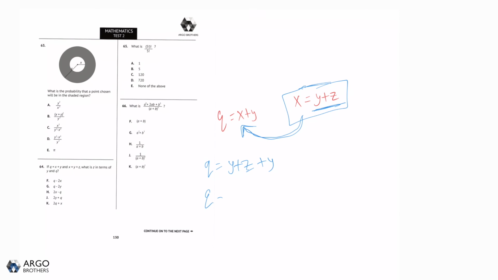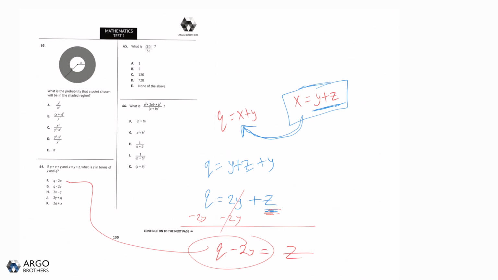So what happens here? q is equal to y plus y, which is 2y, plus z, and now it's asking what is z in terms of y and q. So you're isolating for z only, right? So you're going to isolate z. If I do that, I can subtract 2y on both sides, and it becomes q minus 2y is equal to z, and we can see that the answer choice is F. Sorry, not F, that's q minus 2x, I mean answer choice G. q minus 2y, apologies for that, so the correct answer choice is G.